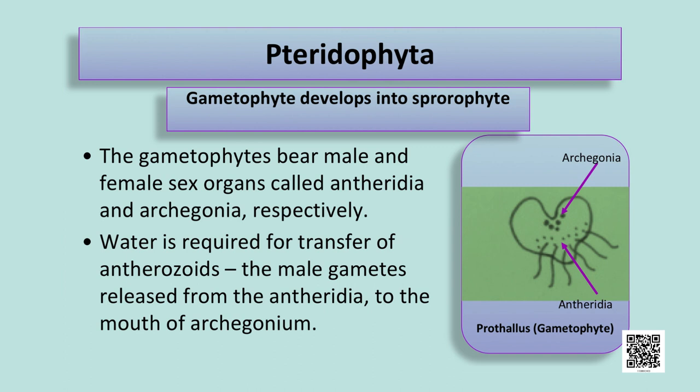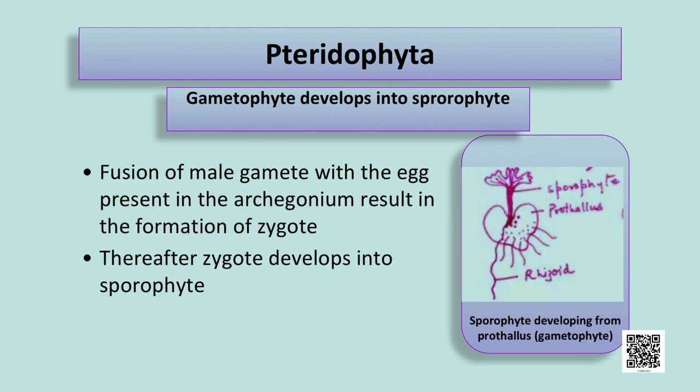Water is required for the transfer of antherozoids to reach the mouth of archegonium. The fusion of male gamete with the egg present in the archegonium results in the formation of zygote. Thereafter, the zygote develops into the sporophyte. In the given image, you can see the sporophyte developing from prothallus where archegonia are present; antheridia after fertilization perish.